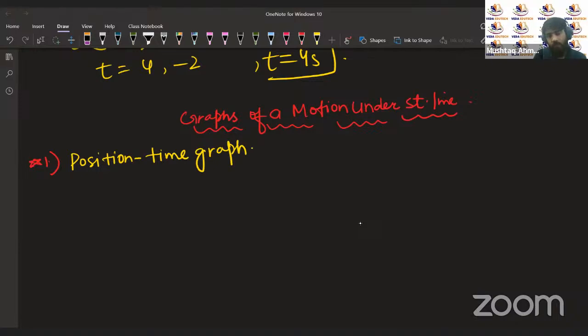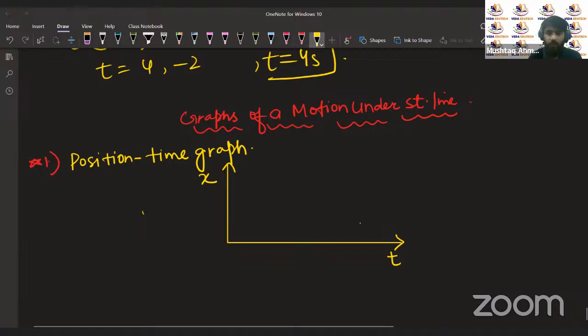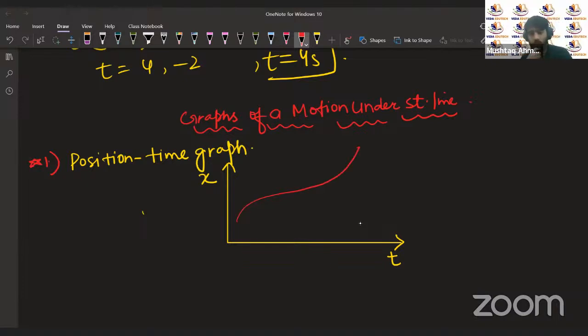So let's suppose this is our Cartesian system. This is our time axis and this is our position axis. So x here represents the position of a particle and t on the x-axis represents the time. Let's suppose the particle moves like this. This curve represents the position of the particle at different times.